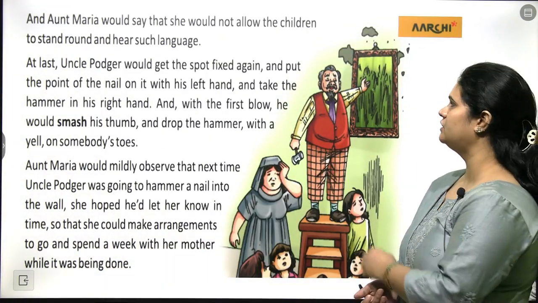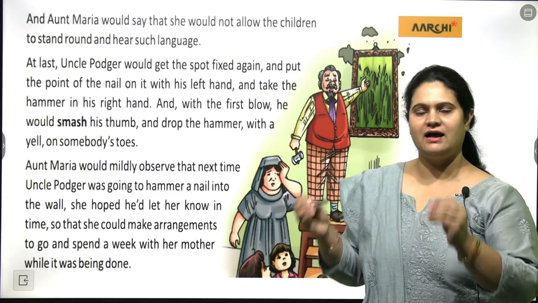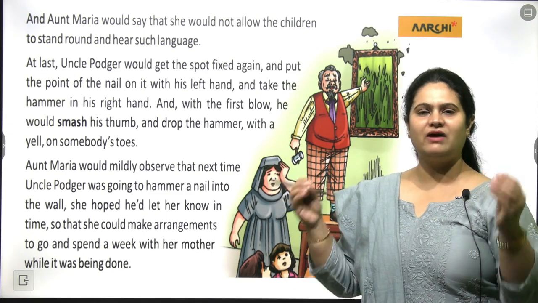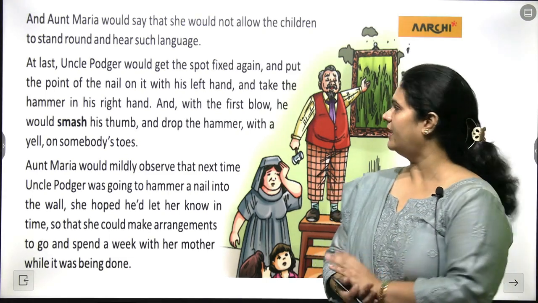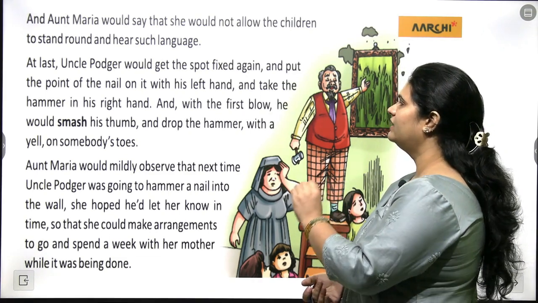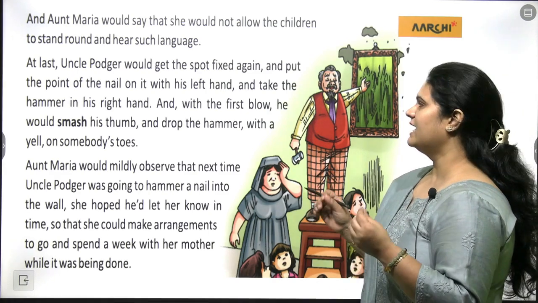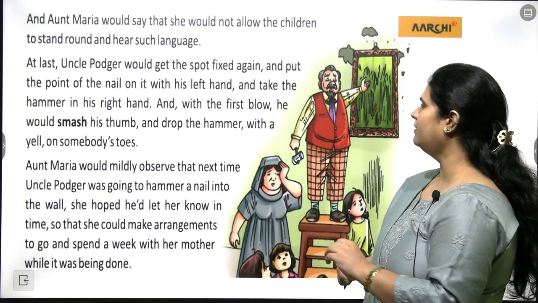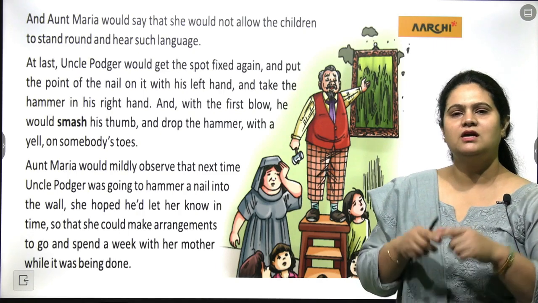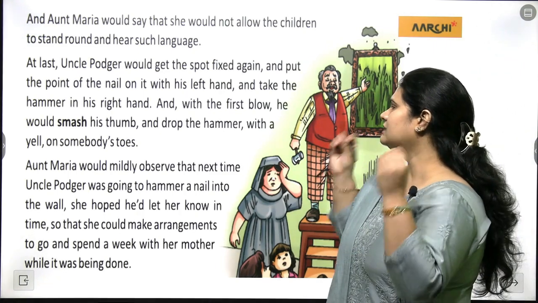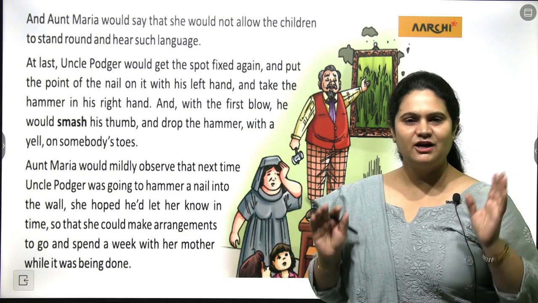And Aunt Maria would say that she would not allow the children to stand around and hear such language, right? She would not allow her children to be scolded in such foul language by Uncle Podger. At last, Uncle Podger would get the spot fixed again and put the point of the nail on it with his left hand. Now he found the spot, and now he was trying to put the nail with his left hand and take the hammer in his right hand. And with the first blow, he would smash his thumb and drop the hammer with a yell on somebody's toes, right?